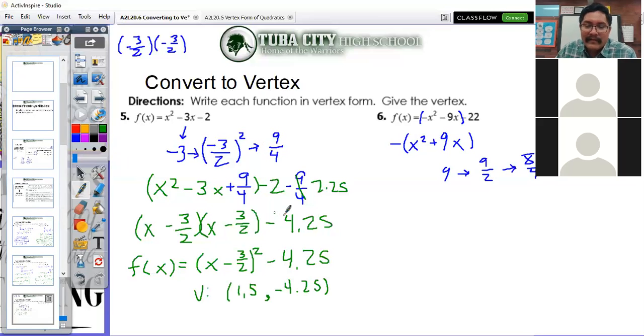So hopefully we can rewrite this a lot easier. So negative x squared plus 9x, leave a space, minus 22. So I rewrote the original equation using this new parenthesis area.